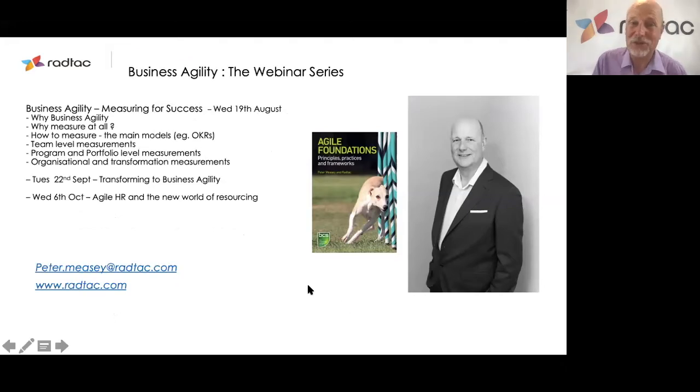What we're going to be looking at today is measuring for success. So why business agility? Go through that very quickly. Why measure at all? There are arguments on both sides of the fence whether you should or shouldn't measure things within a business, so we'll have a look at those arguments. How to measure, so some thoughts about that. Then, as I was saying, have a look at team level measurements, portfolio and program level measurements, and organizational and transformational level measurements. So that's really the core of what we're going to be doing today.